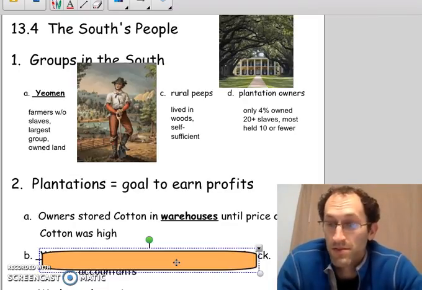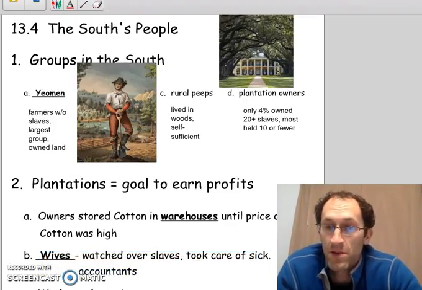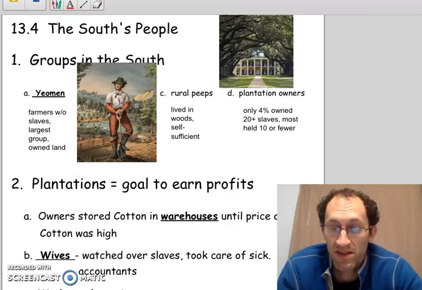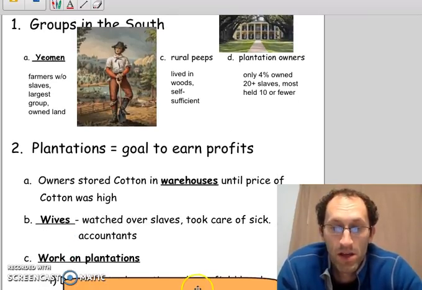Plantations were, in some cases, run a little bit by wives who were like supervisors. They were typically the ones who watched over the slaves. They took care of the sick. Very important role. Some of them were even accountants. All right.